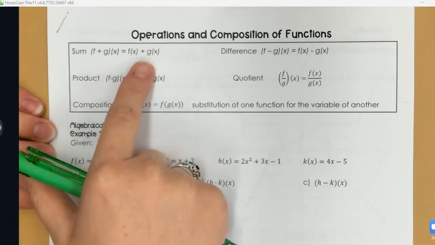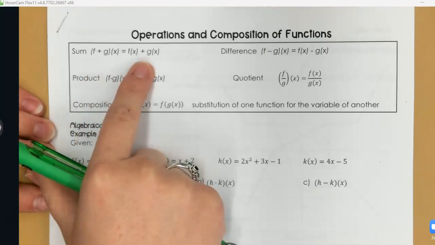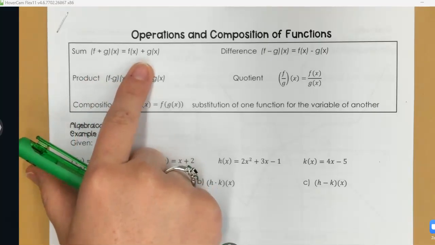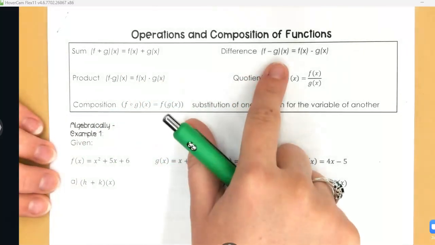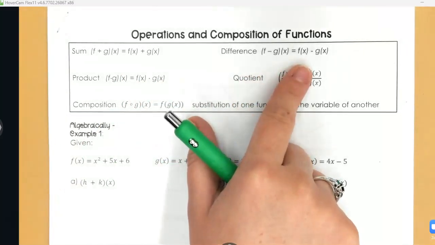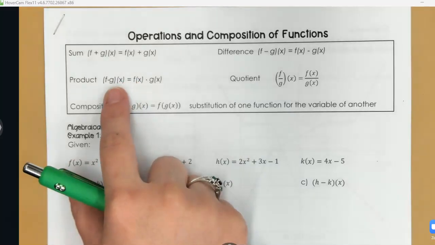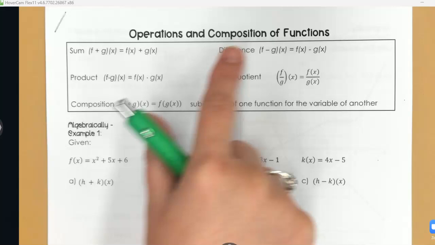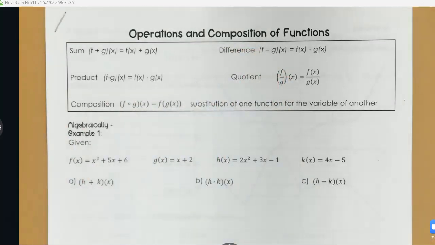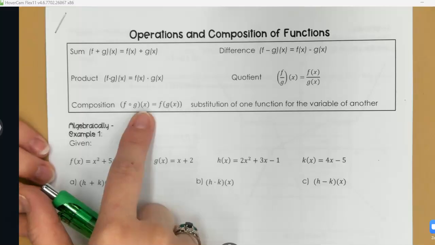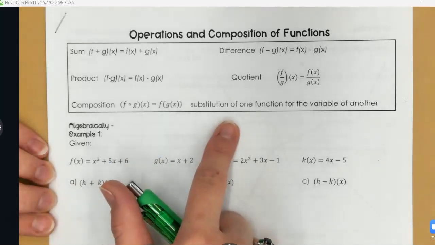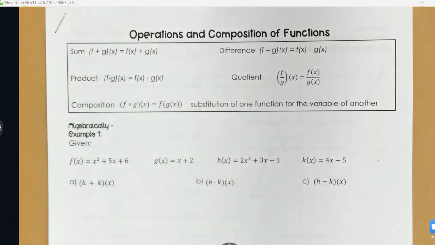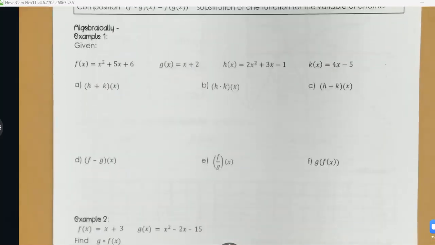I can sum them, which means I just take my two functions and I add them. I do any simplifying I can with like terms. I can subtract them, and then same story with combining like terms. I can multiply them, and I can divide them. So this is the notation that you will see for those four operations. Another thing we can do with these is something called composition, which is where I substitute one function for the variable of another. So we are going to first explore doing each of these operations with these functions.